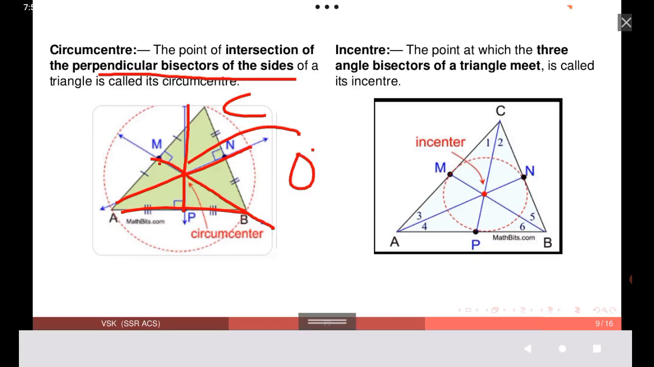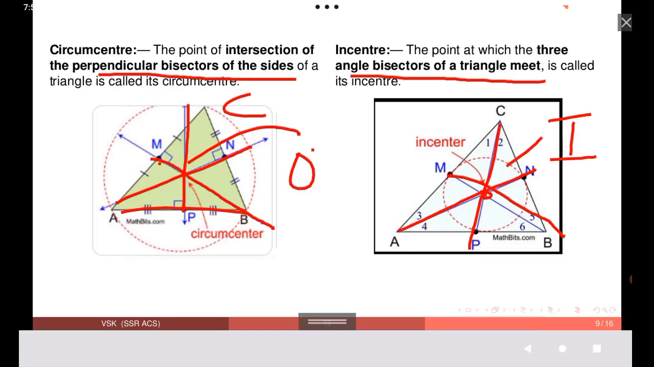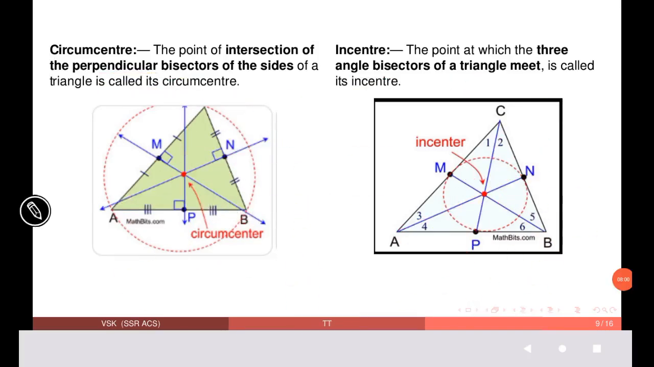Similarly, the incenter is the point at which the three angle bisectors of the triangle meet. Here for angle A, the bisector is this. Angle C, the bisector is this. Angle B, the bisector is this. Where they are meeting, that is called the incenter. We can denote it by I. So where the perpendicular bisectors meet, that is called the circumcenter, and where the bisectors of angles meet, that is called the incenter. So you should keep this in mind.